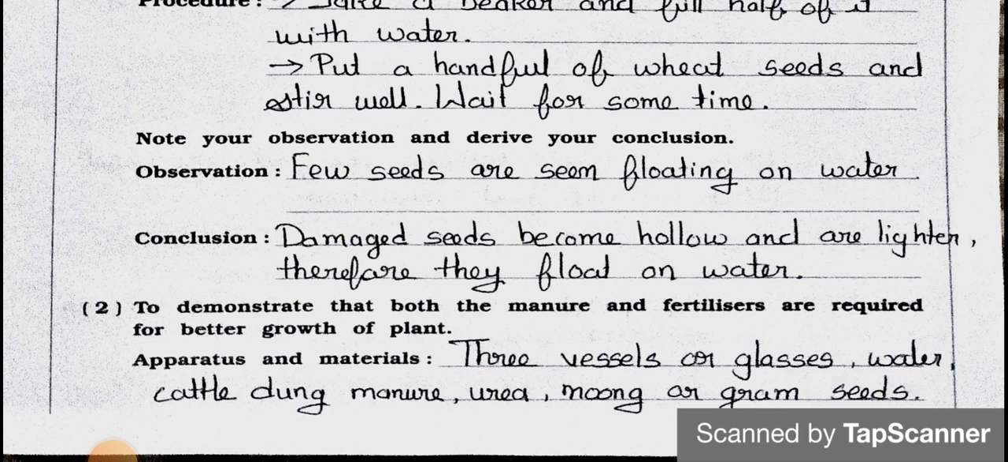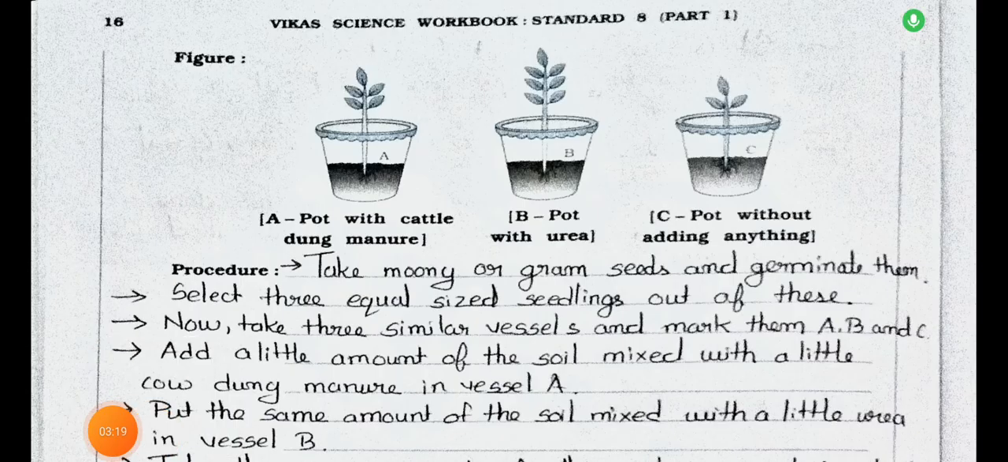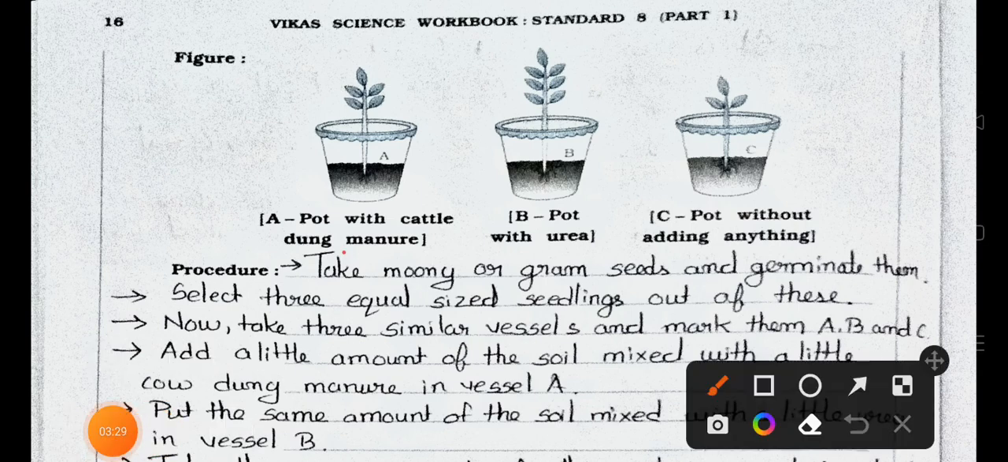Now see number 2. To demonstrate that both manure and fertilizers are required for better growth of plants. Apparatus and materials are 3 vessels or glasses, water, cattle dung manure, urea, mung or gram seeds. Now see the next page. In this way you have to plant a plant. Now see pot A with the cattle dung manure, pot B with the urea, which is a chemical fertilizer, and pot C without adding anything.